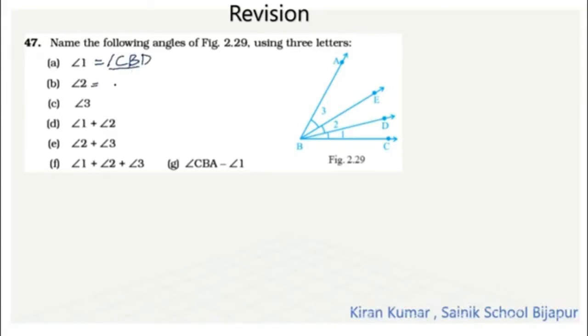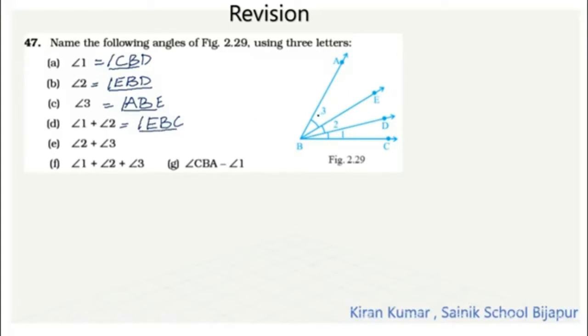Angle 2, it is same as angle EBD or DBE. So, EBD. Angle 3, it is same as angle ABE. Angle 1 added to angle 2, we get angle EBC or CBE. So, EBC.